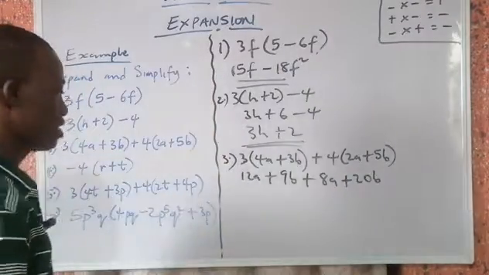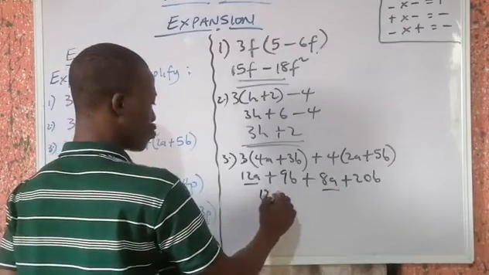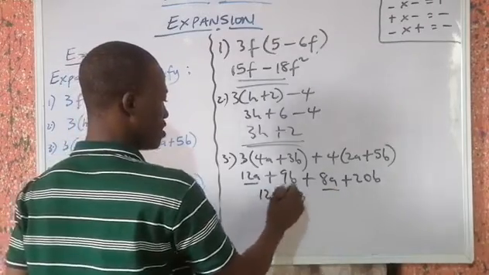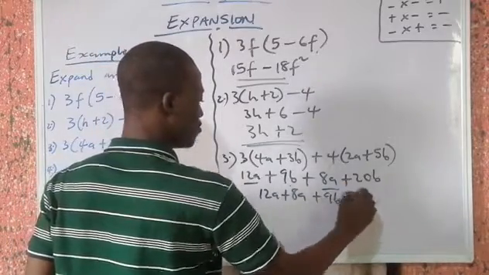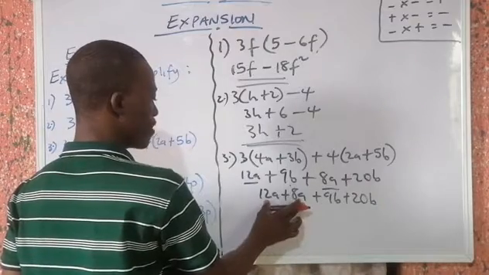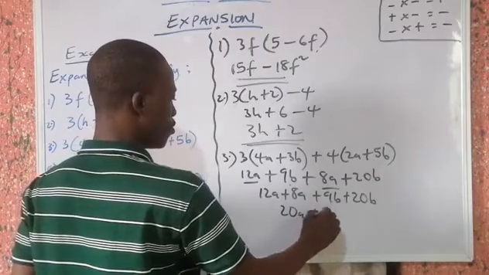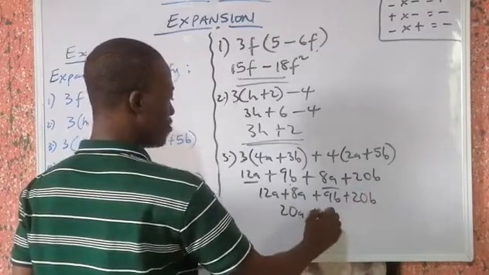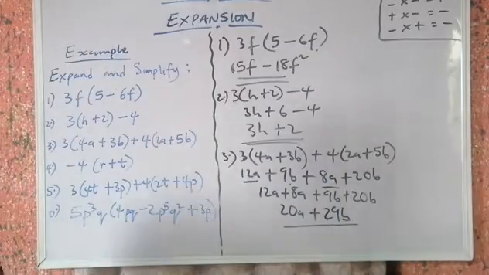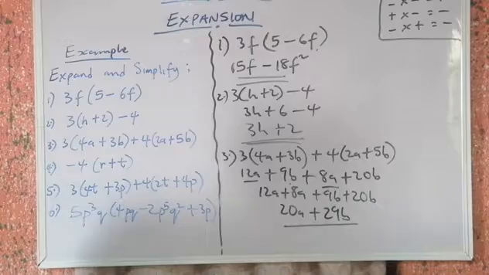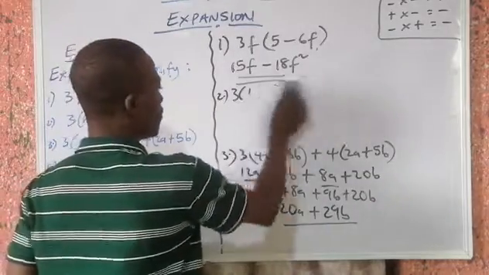Now my observation is that these and these are of the same term. Let me bring them together. 12a plus 8a, this and this go together, plus 9b plus 20b. So 12a plus 8a will give me 20a, and 9b plus 20b will give me 29b. And this will be my answer. So that is so straightforward. Okay, so let's move to number 4.